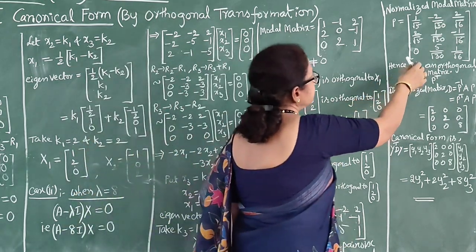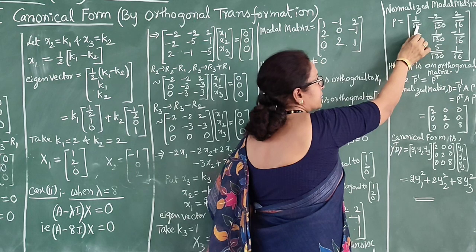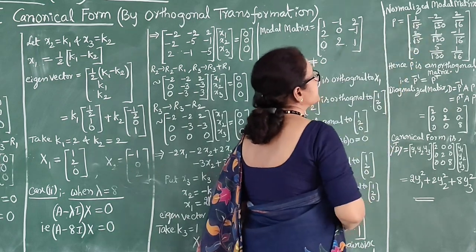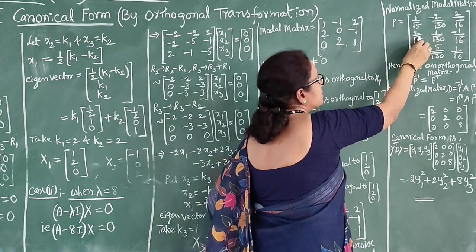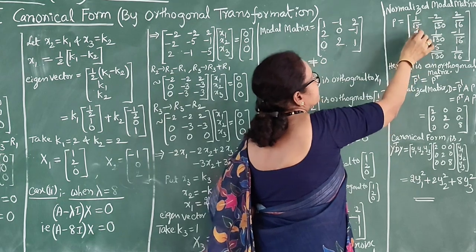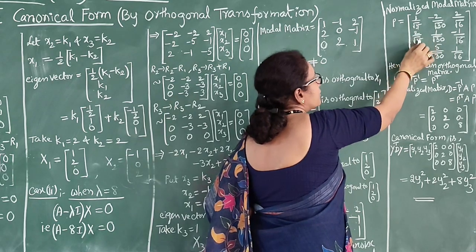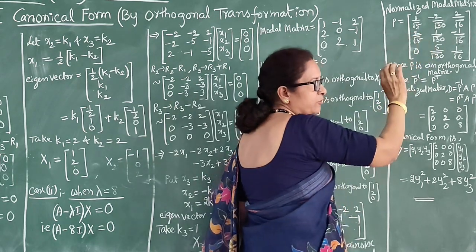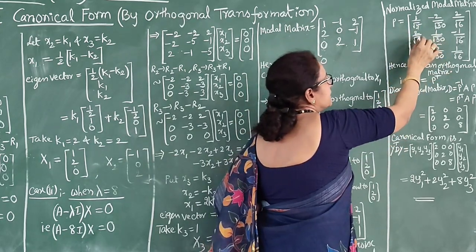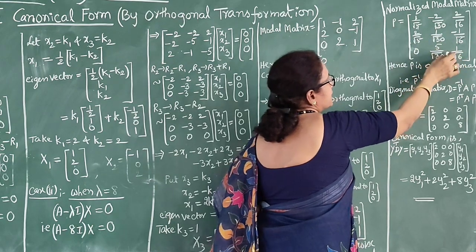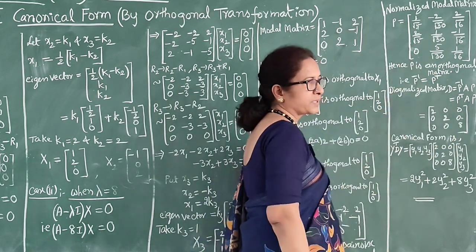If you check this norm, it is 1 divided by root 5 whole square plus 2 divided by root 5 whole square, this whole square plus this whole square plus this whole square, root. So this whole square is 1 by 5 plus this whole square is 4 by 5. So 1 by 5 plus 4 by 5, 1, root of 1, 1. Like this, each vector length is 1 here if you check. So here this condition is also satisfied.